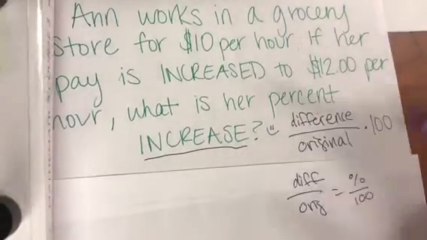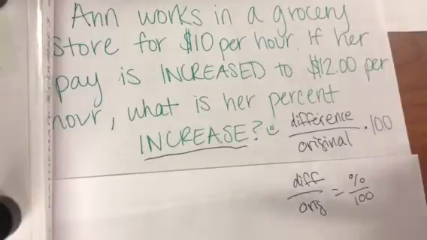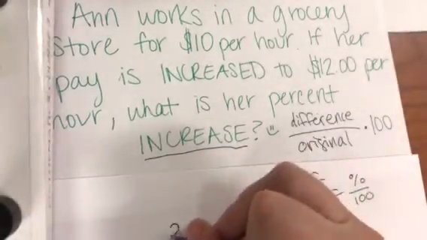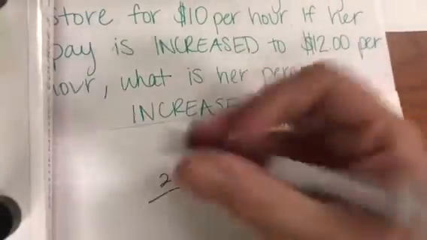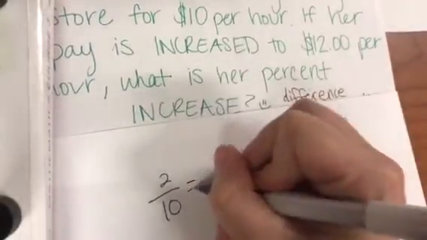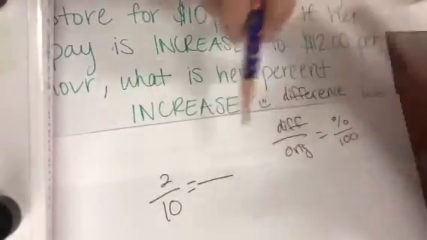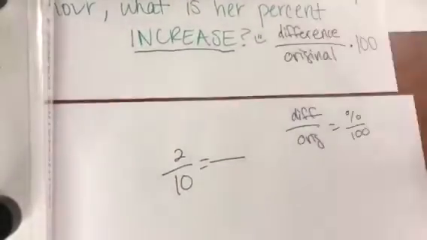So what is our difference in her pay? Well, it tells you. It was $10, and now it's $12. So $2 is the difference in those two numbers, over what was her original pay? $10. So over 10.